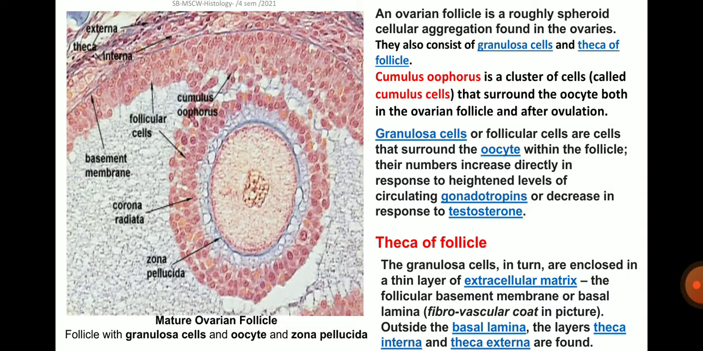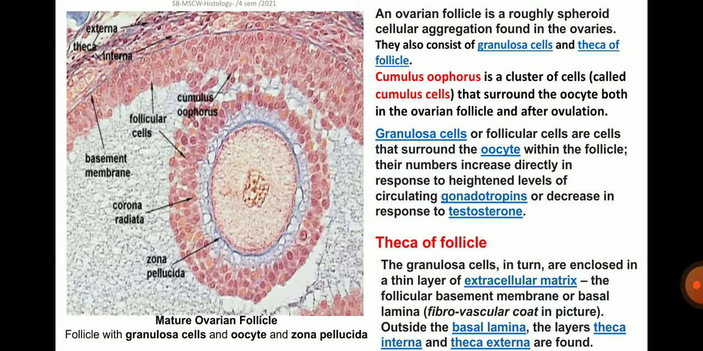There is a structure you can see called cumulus oophorus, which is a cluster of cells called cumulus cells that surround the oocyte both in the ovarian follicle and also after ovulation. The cells called granulosa cells or follicular cells are cells that surround the oocyte within the follicle, and their numbers increase directly in response to heightened levels of circulating gonadotropins or decrease in response to testosterone.